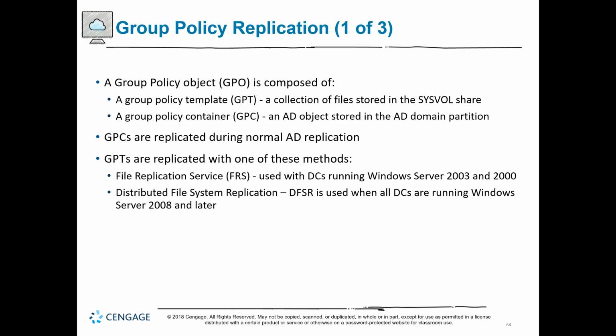File Replication Service, FRS, is used with DCs running Windows 2003 and 2000, or DFSR, which is your Distributed File System Replication, is used when all DCs are running Windows Server 2008 or later. I really hope, for your sanity, that you don't have to do anything but DFSR.